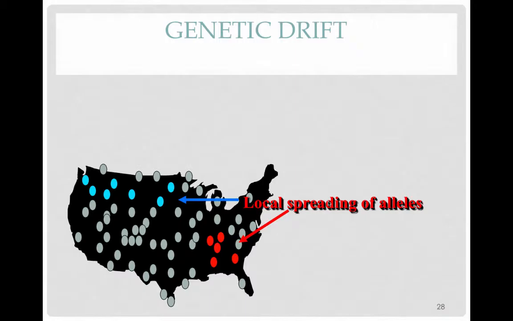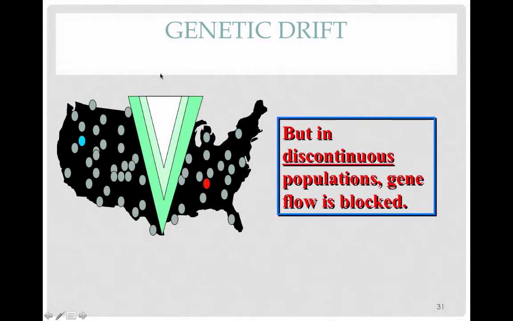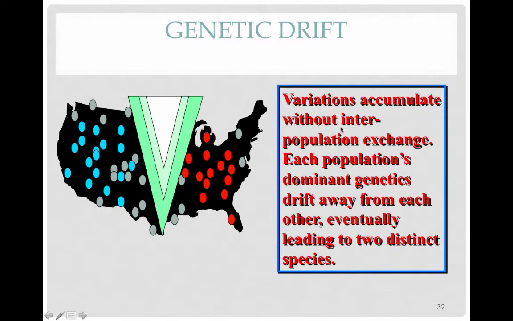So, again, local spreading of alleles, they eventually are passed on to the entire population. That's gene flow. But if the flow is blocked either by a physical component in allopatric speciation or by a behavioral component, which is sympatric speciation, variations accumulate. Each population's dominant genes drift away from each other, eventually leading to two distinct species.